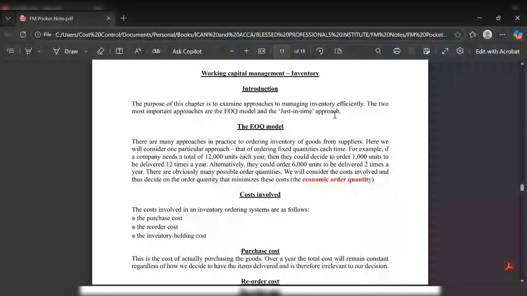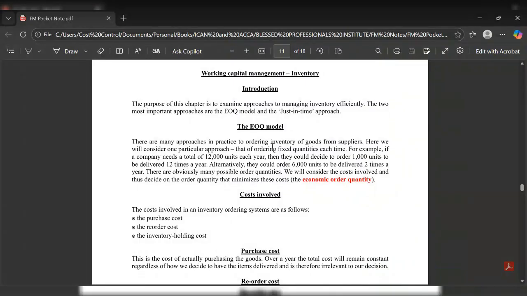Now, what is the EOQ model? From a layman's perspective, just know that the EOQ model is saying: what is the exact quantity an organization ought to order for a particular time? What is the exact quantity that we ought to order at a particular time in order to minimize cost? So the essence of the EOQ model is to minimize cost, the cost of ordering inventory.